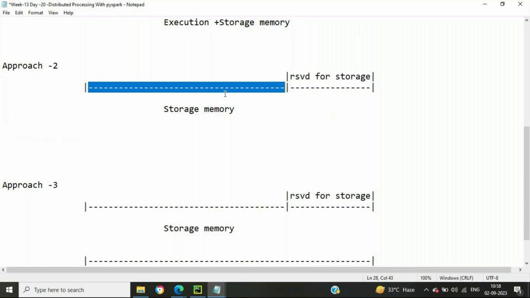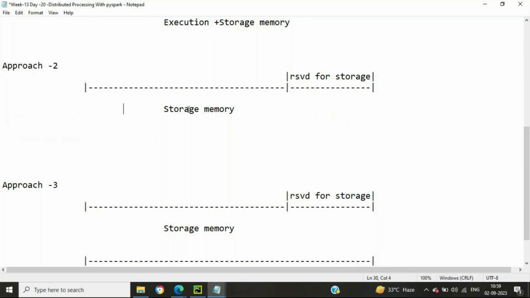But if we are having certain jobs and we need to do the execution, then the execution memory will have the high priority over here, and storage memory needs to evacuate this much of portion. However, this will be reserved.